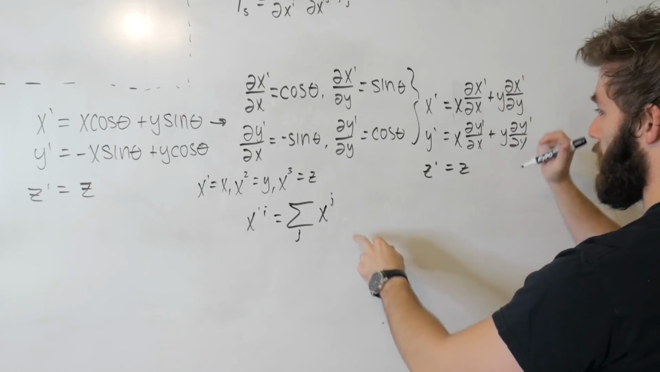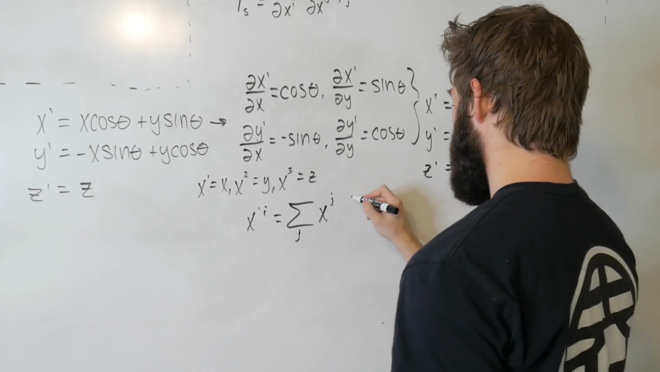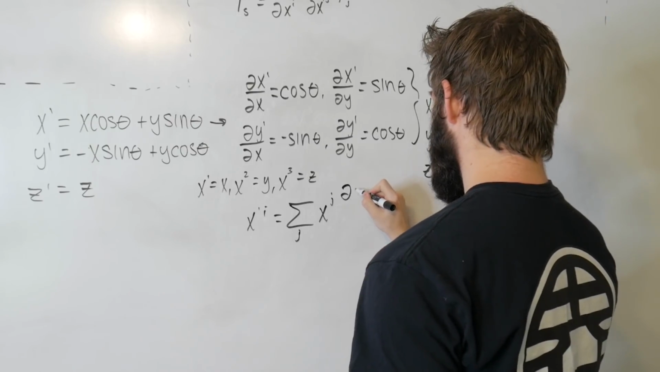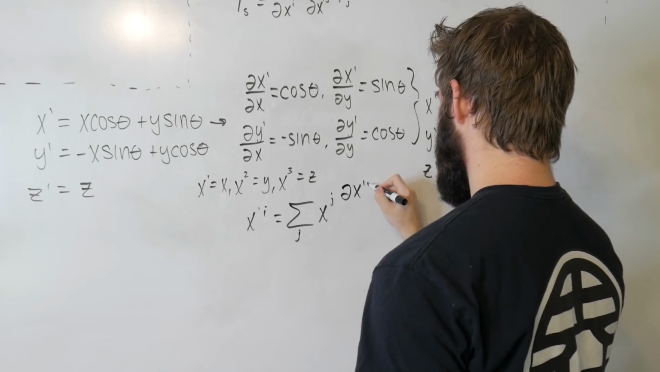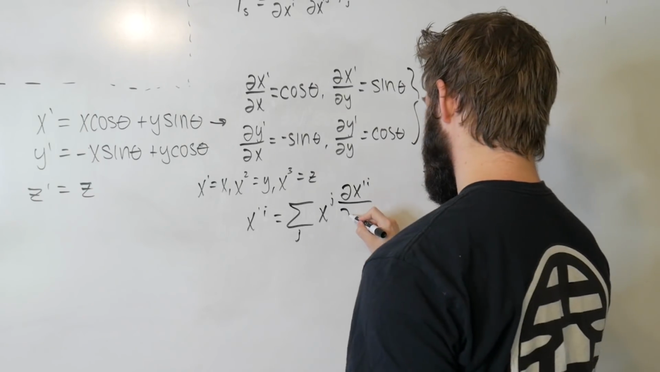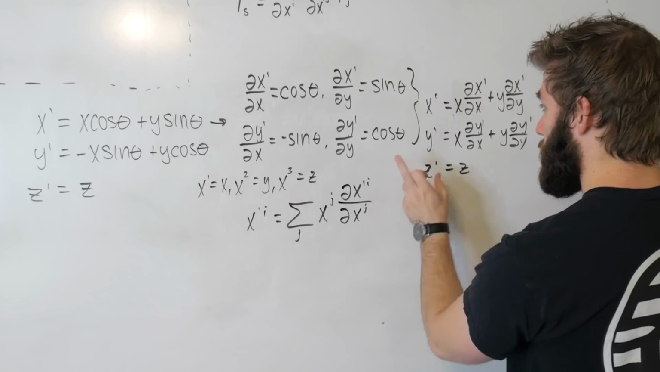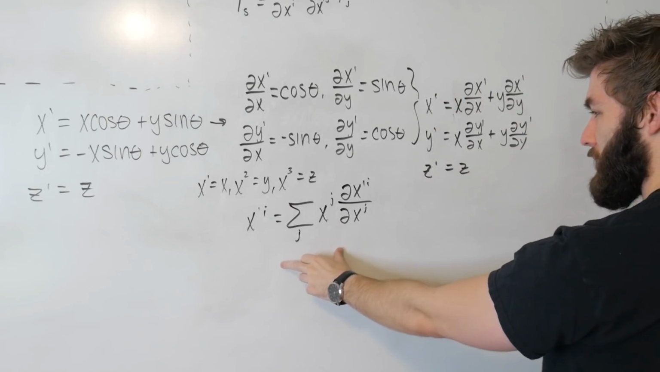Times this derivative, and how we can express that, well, x prime is still the same. So that's going to be dx prime i with respect to dx_j. This is a bit of an abstract way of expressing this, but I hope it makes sense.